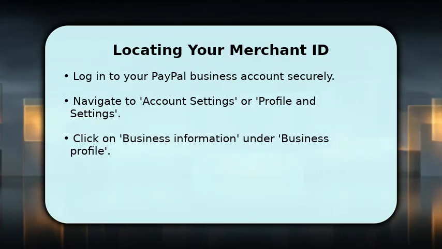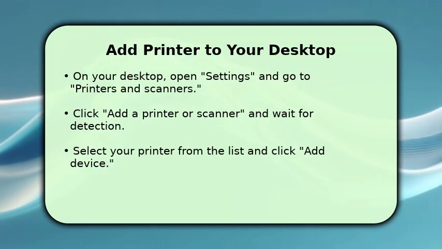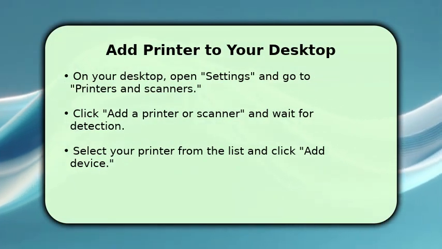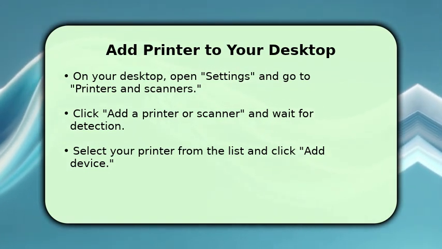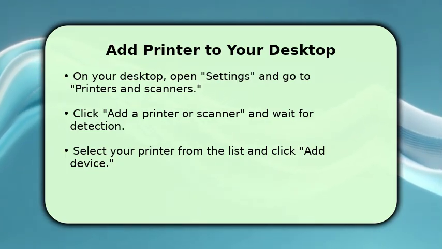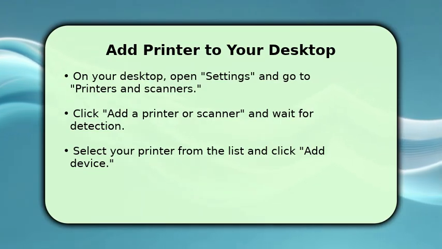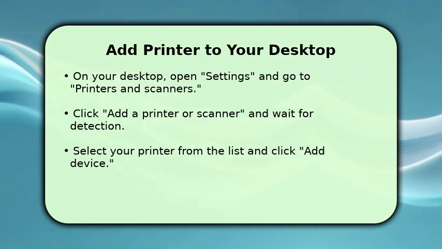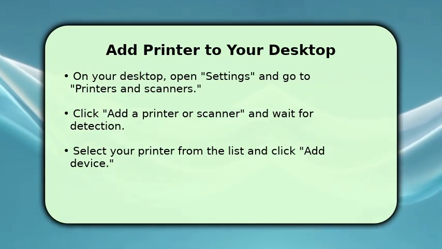With your printer connected to Wi-Fi, it's time to add it to your desktop. On your computer, open the Settings menu, then navigate to Bluetooth and Devices and select Printers and Scanners. Click the Add a Printer or Scanner button. Your computer will search for available devices on your network. Once your printer appears, select it and click Add Device. Windows will typically install the required drivers automatically, making the process smooth.